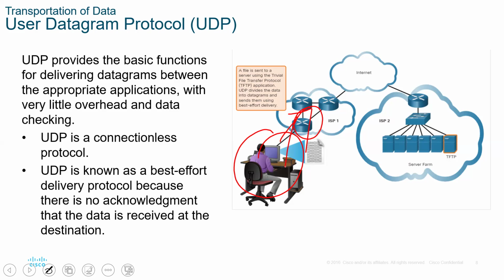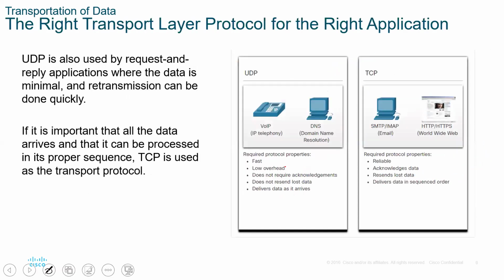So UDP is also known as the best effort delivery protocol because there is no acknowledgement that the data is received at the destination. In the case of TCP, there is data acknowledgement. If I'm talking with someone, I have an acknowledgement that yes, the person is listening to me and understanding the point I'm trying to make. UDP is also used for request and reply applications where the data is minimal and transmission can be done very quickly. But where it is important that all the data arrives and can be processed in proper sequence, TCP is used as that transport protocol.